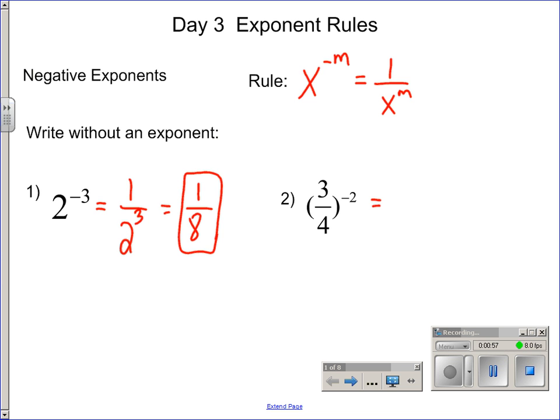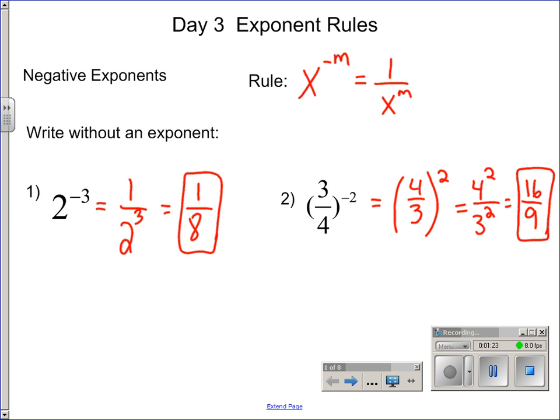So look at number 2, same thing. Negative exponent, flip our fraction. So now we have 4/3 to the second. And then to evaluate it, it's kind of like power to a power because it's 4 to the first power. So it's 4 squared over 3 squared, which equals what? 16 over 9. So that's your answer. And once again, you can type that into your calculator to check it.